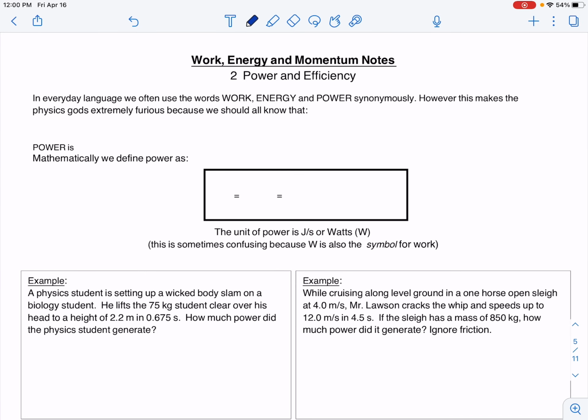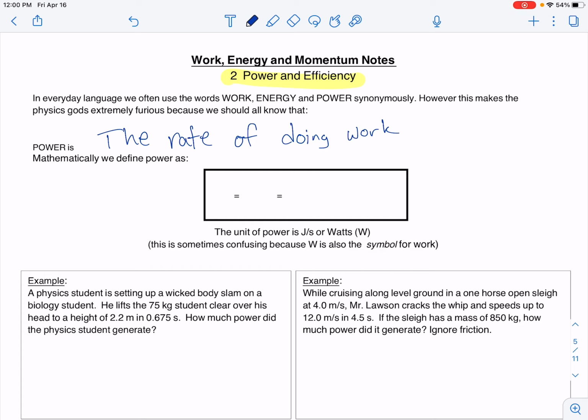All right, guys, so the second lesson is going to be on power and efficiency. Again, this is something that we already talked about. Just want to go over this again. So again, power is simply the rate of doing work. And we saw this in our Stairmaster lab, right?